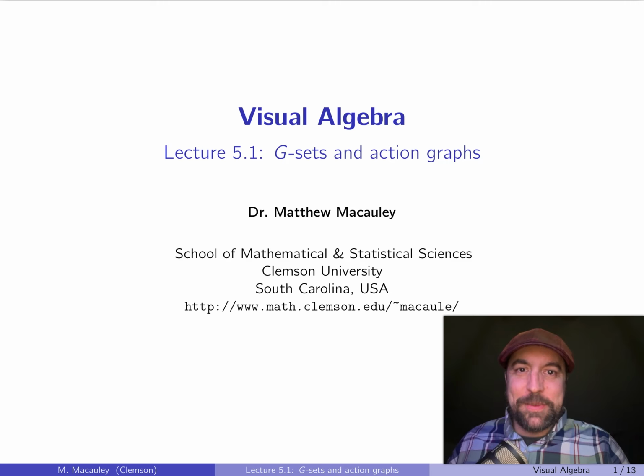Welcome to Visual Algebra Lecture 5.1, G-sets and action graphs. A group action occurs when a group naturally permutes a set of states or configurations.